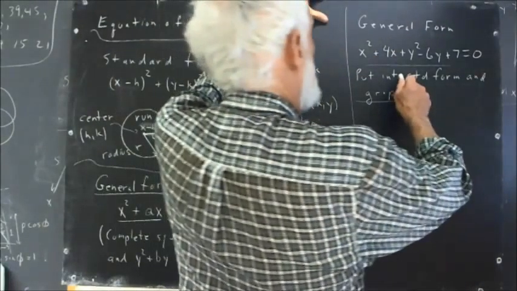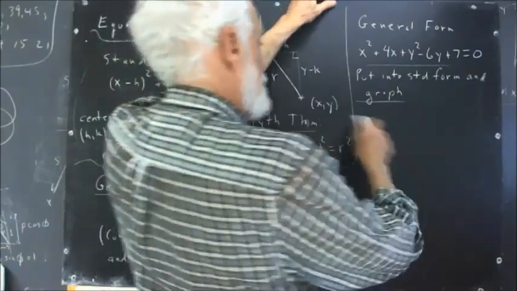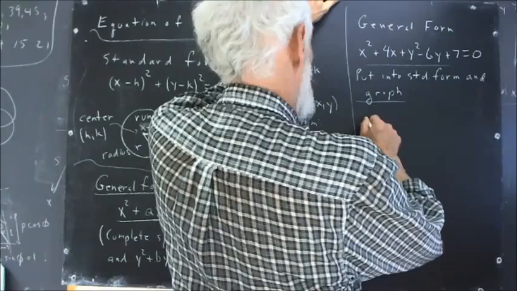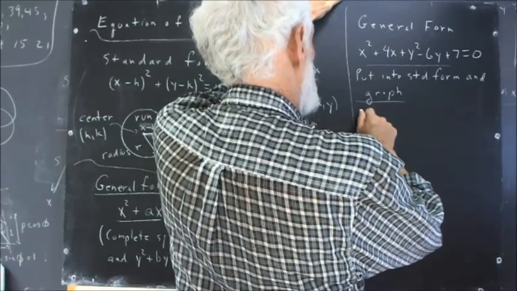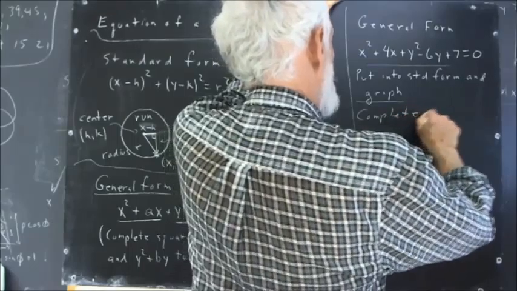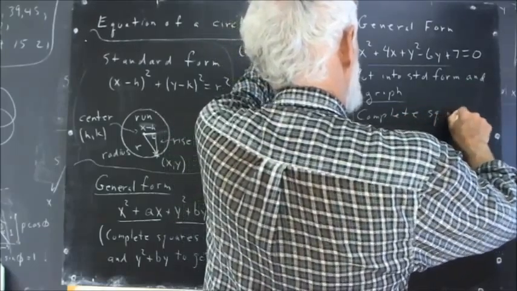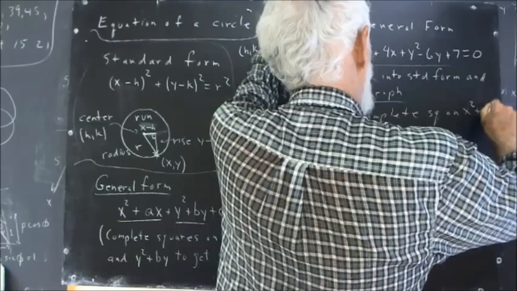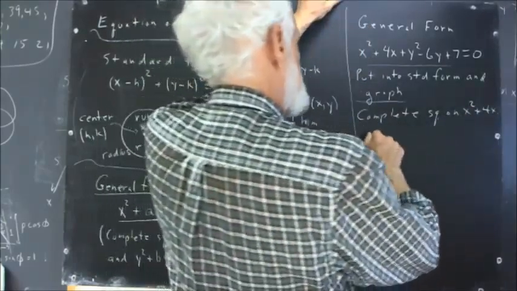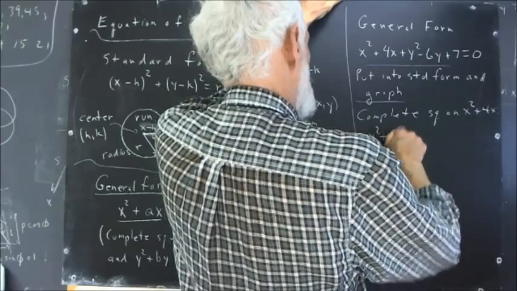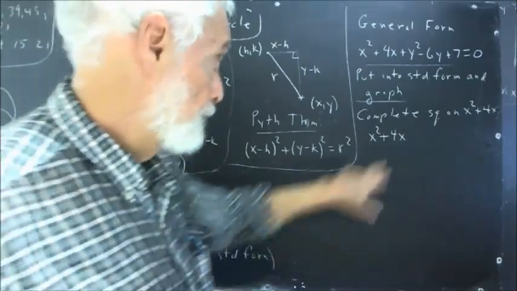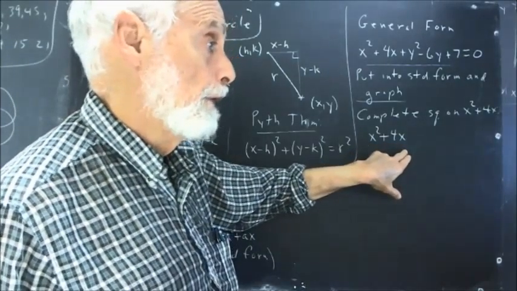So, what do we get? Let's complete the square on the x squared plus 4x. So we have x squared plus 4x. The rule for completing the square is we square half of the coefficient of x.